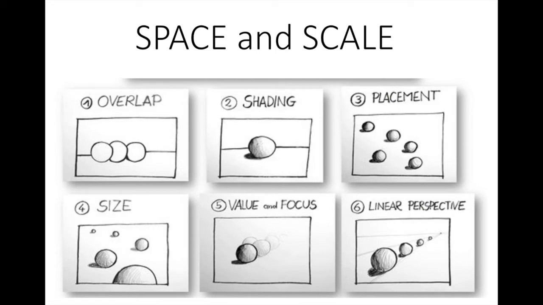All right, it's time to start getting into planning for our big summative that we're going to work on. So I want to talk a little bit about space and scale. What I want to talk about is how do you make something look like it's three-dimensional? There's lots of different tricks that you can use to make a flat image on a piece of paper look like it's three-dimensional. First off, we've got overlapping.